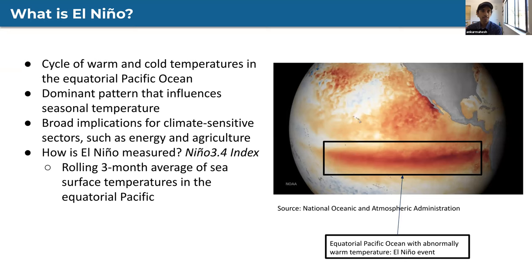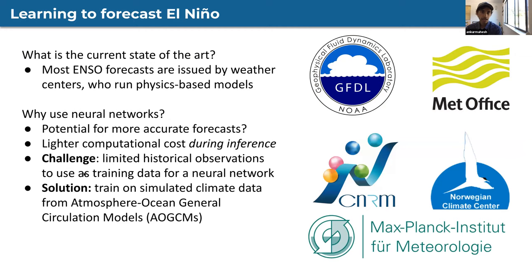Currently, El Nino is forecast through weather centers such as GFDL, the European Center for Medium Range Weather Forecasts, or the UK Met Office. They run physics-based, very computationally expensive dynamical models, so they model the Earth's physics directly. In the hackathon, we're going to explore using neural networks to potentially create even more accurate forecasts. One additional benefit is that neural networks have a lighter computational cost during inference. This means it'd be easier to train an ensemble of neural networks to get a better estimate of uncertainty.